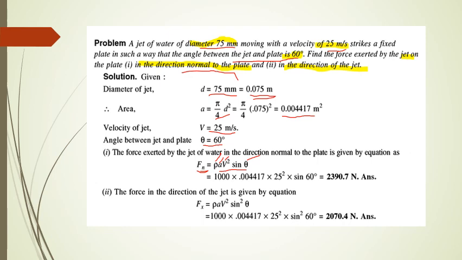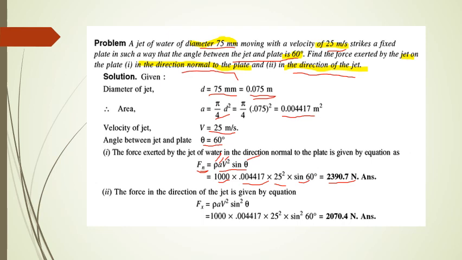Substituting the values in Fn, we get 1000 into 0.004417 into velocity square, V is 25 square, into sin theta. Then we get Fn as 2390.7 newtons. Remember one thing, force should be in newtons or kilonewtons. Don't forget to keep the units. Now they also ask in the question to find the force exerted in the direction of the jet. What does in the direction of the jet mean?